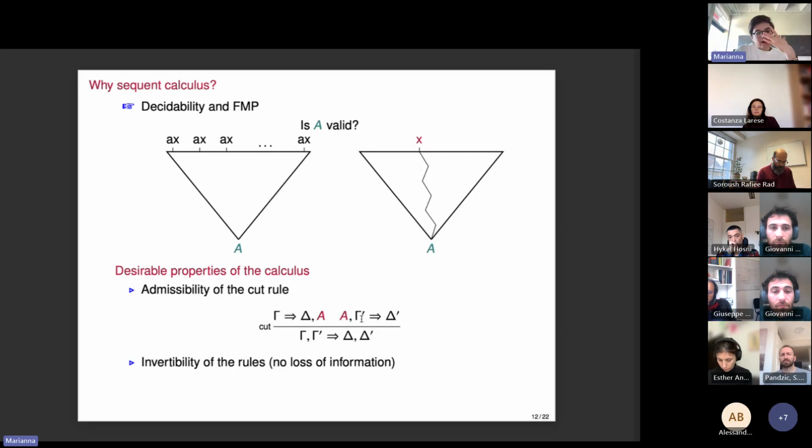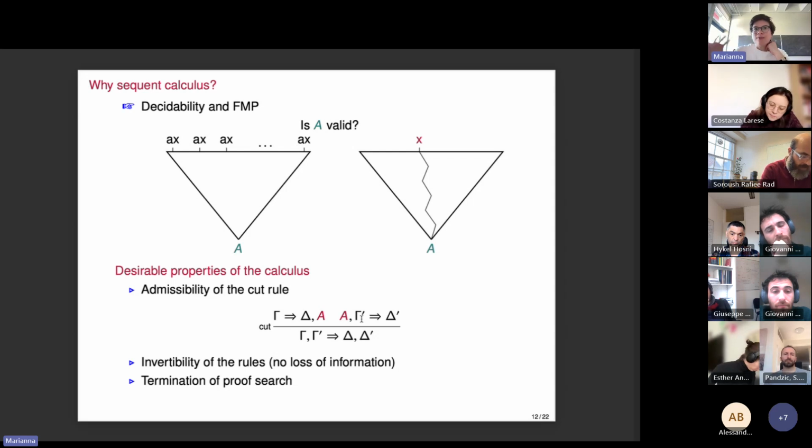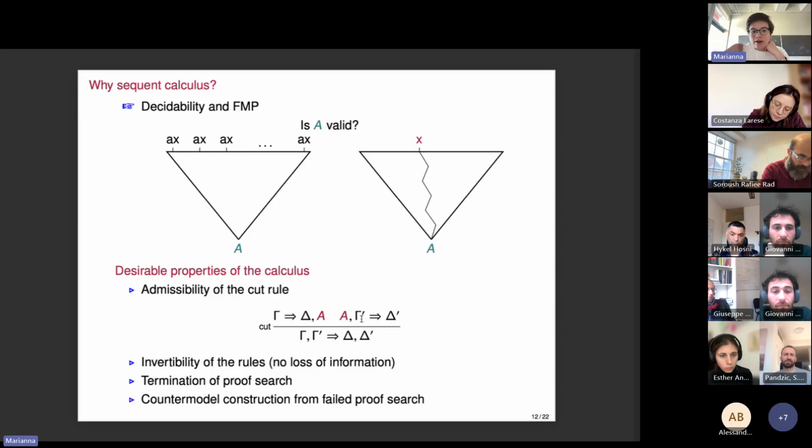Another one is a bit more technical, invertibility of the rule. This means that basically when you go from conclusion to premise, you don't really lose information. Termination is important. If you want to have a decision algorithm, you want your proof search to stop at some point. And then, it's nice if you can construct a counter model from failed proof search. So this is not the only use of sequent calculus, but this is, I would say, one of the important ways in which sequent calculus can be used. And as you can see, it gives you some hints on which kind of rules you should define for your proof system.